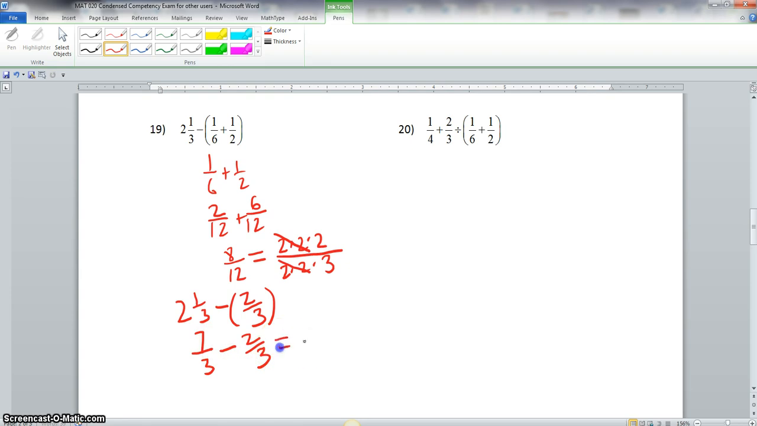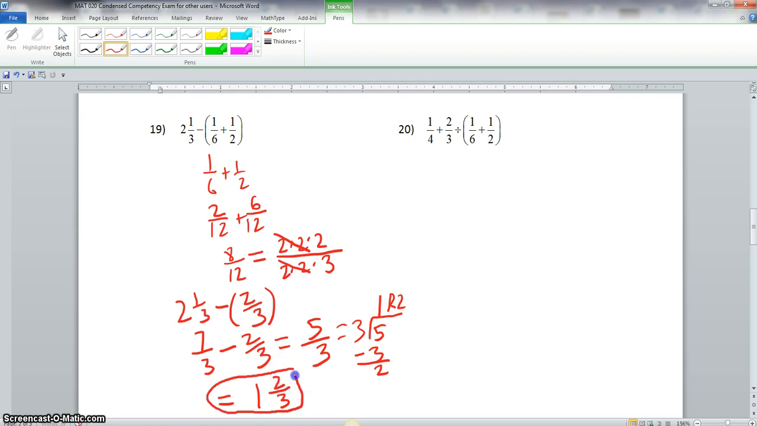Now, we know our denominator will stay 3. 7 minus 2 is 5. Now, we have 5/3. This is an improper fraction. Since we started off with a mixed number, we have to make this into a mixed number. So we would take 3 into 5. 3 goes into 5 one time. 5 minus 3 is 2, and our remainder is 2. So our final answer here is the integer would be 1, the denominator would be 3, and your remainder would be your numerator. So it'll be 1 2/3. Now that took care of problem 19.